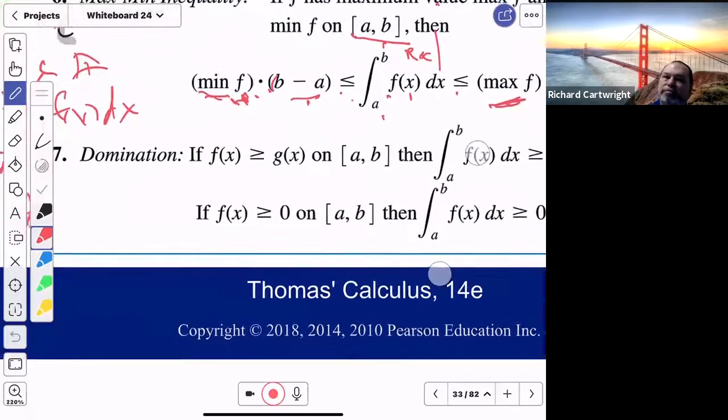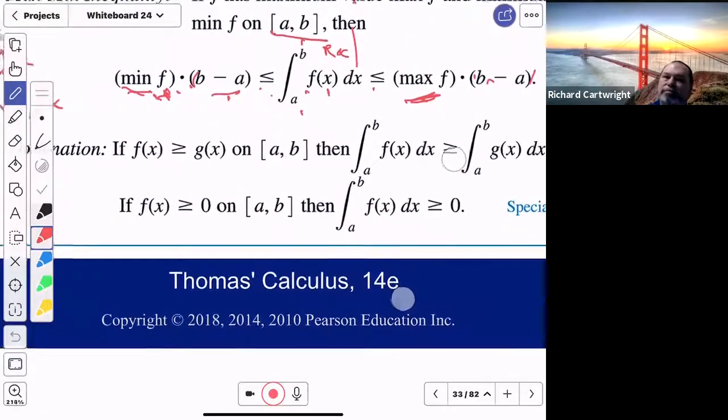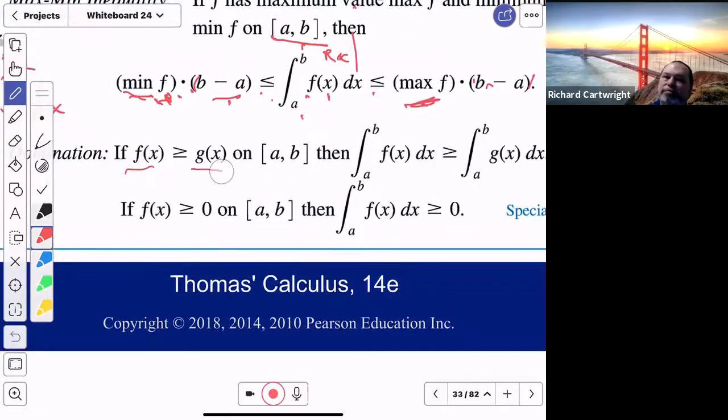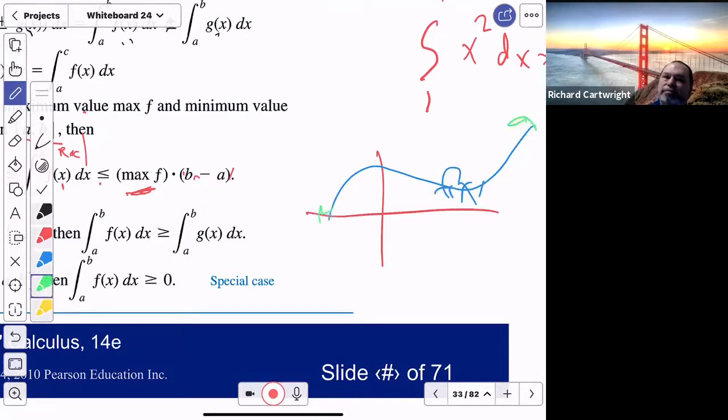What is the next? Number 7, domination. I haven't even looked at that one. If one function is bigger than the other function, well, okay. If this function is always greater, I think that would imply this. If this is f, and it goes on, and this is g, it's always bigger. Every value is always above. I think that's what we're talking about.